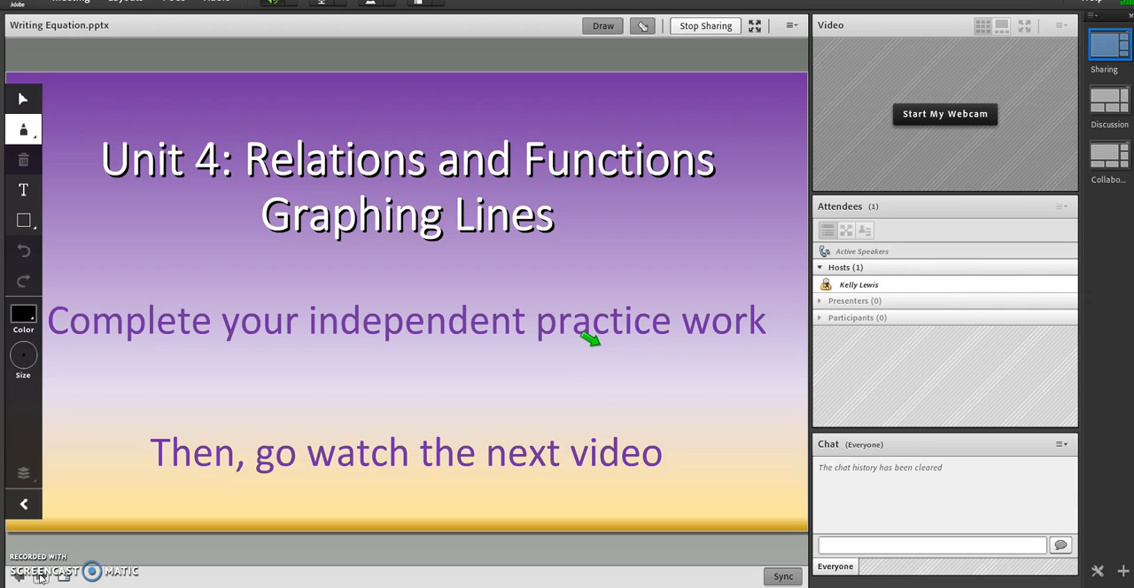All right, so that's pretty much the basics on graphing lines. Go do some practice problems.